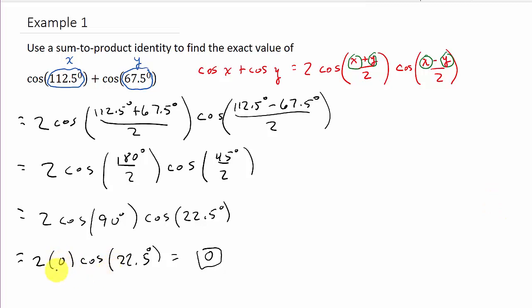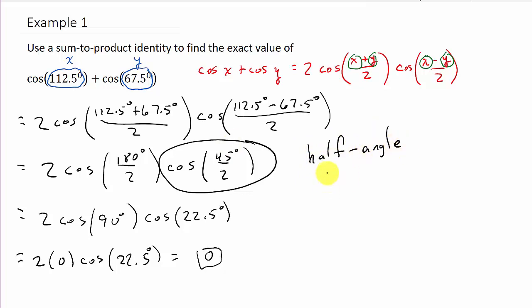What you might be wondering now is, what if this wasn't 0? What if this was a 1 or something like that? How would we do this? Well, you would have to take the cosine of 22.5 and leave it as this and use the half angle identity. I'm not going to go through it in this video because we're just doing sum to product identities, but I do have a video on using the half angle identities, finding the exact value, so you can check that out.